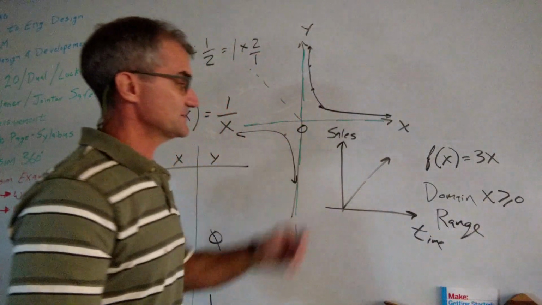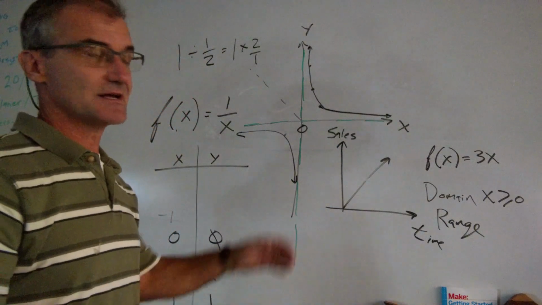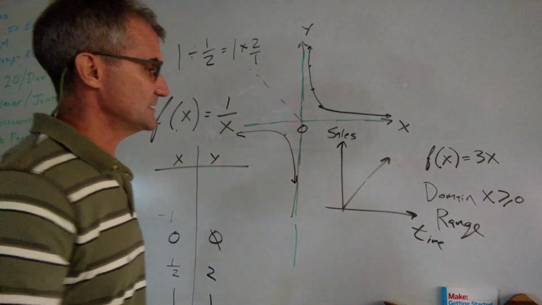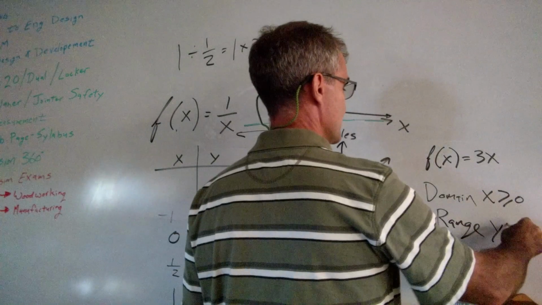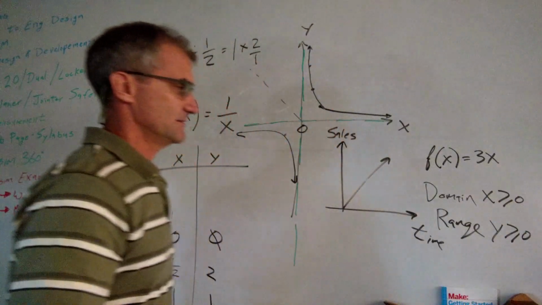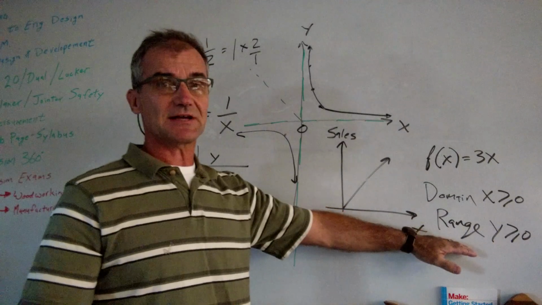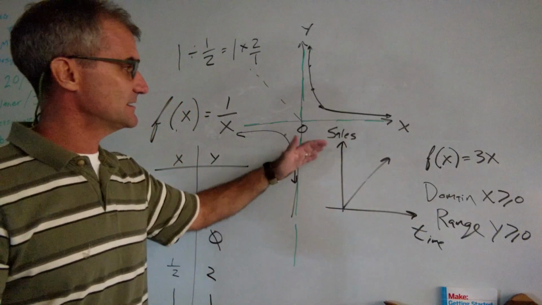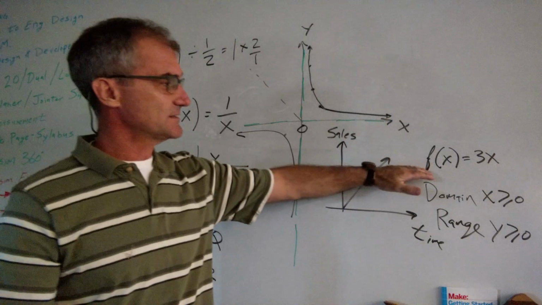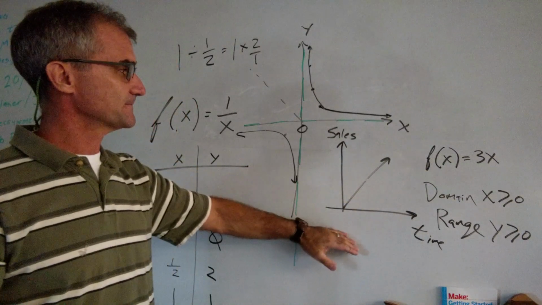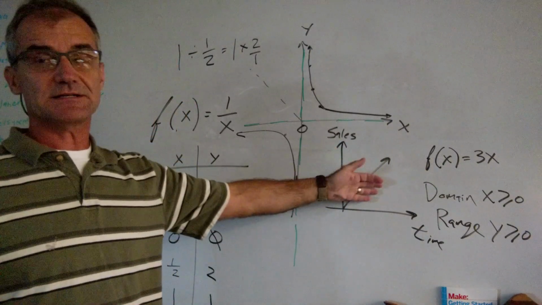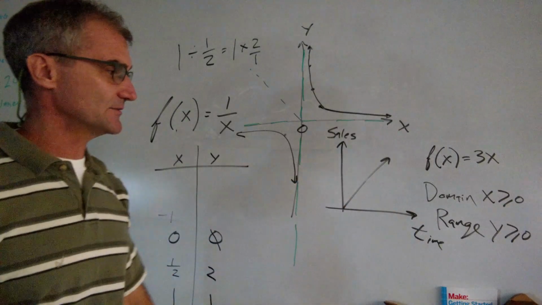I can't have negative sales. I mean, I can have negative profit, but I can't have negative sales. So my range, possible values of y, so y is greater than or equal to 0. Okay, so domain, possible values of x, range, possible values of y. So that's an application. Let's say my linear function of sales over time looks like that. My domain is positive values of x, positive values of y.